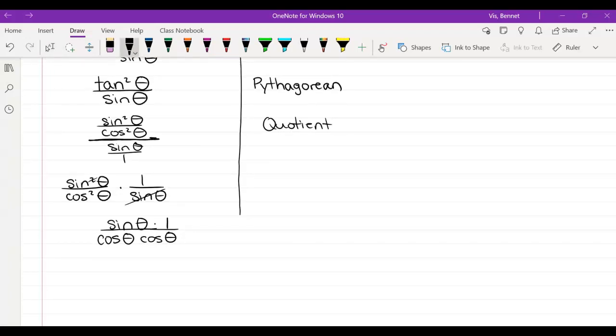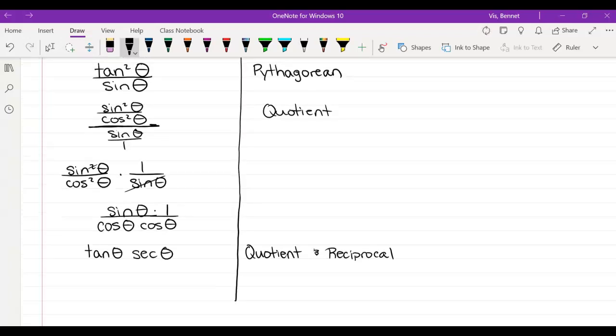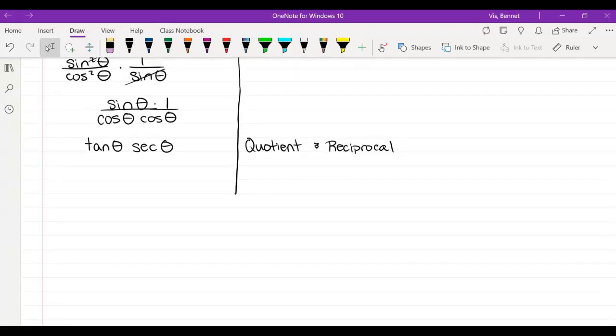I have sine over cosine here that I can group together and call that tangent. I have 1 over cosine, that's the secant. So I'm using 2 properties in one step again. I'm okay with that. Just the quotient for the first part and reciprocal for the next part. And that's what I wanted to get to. So, a slightly different way to do that one.